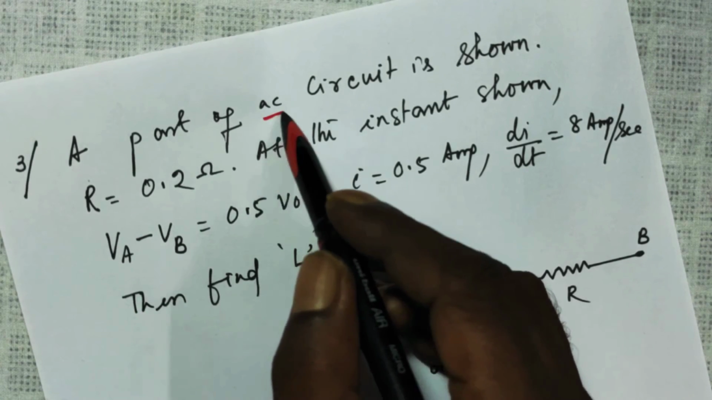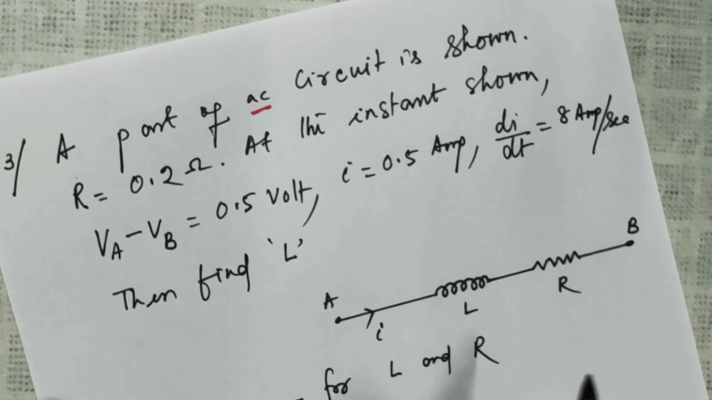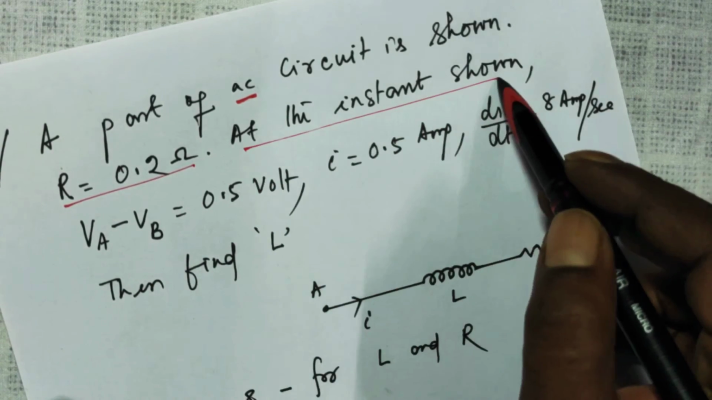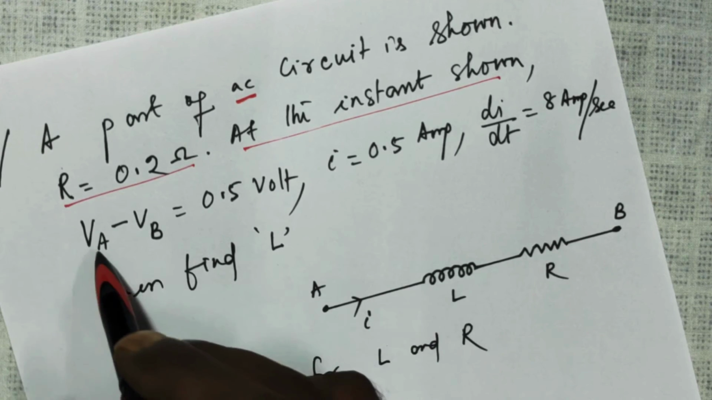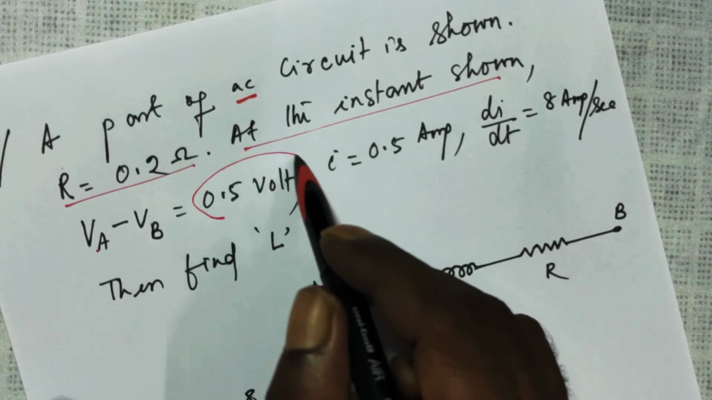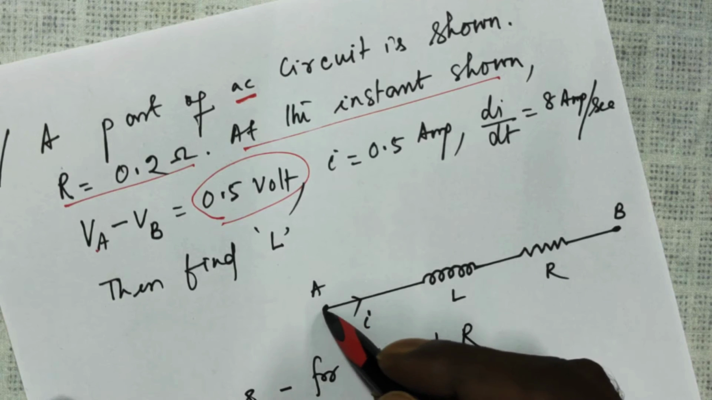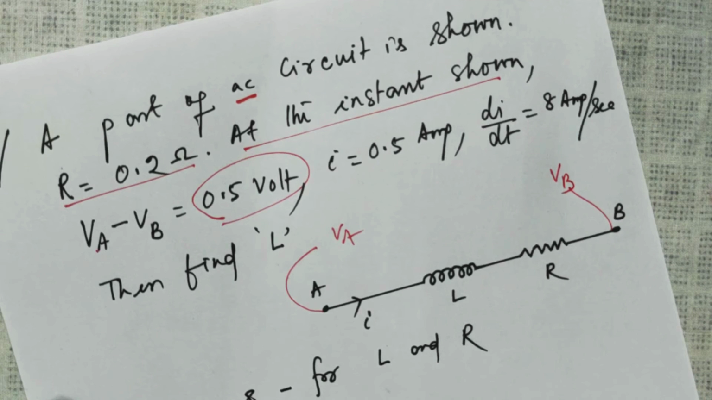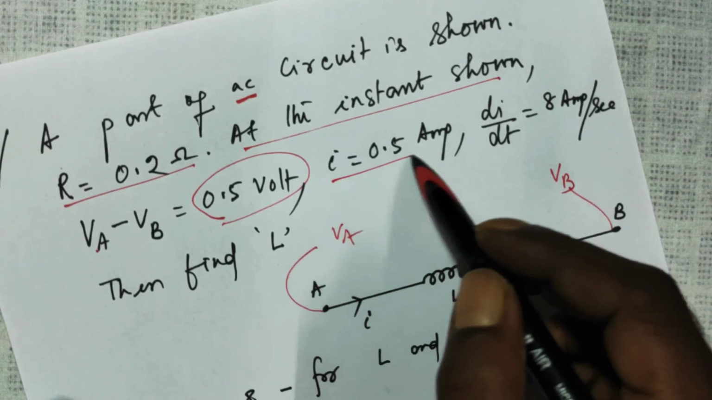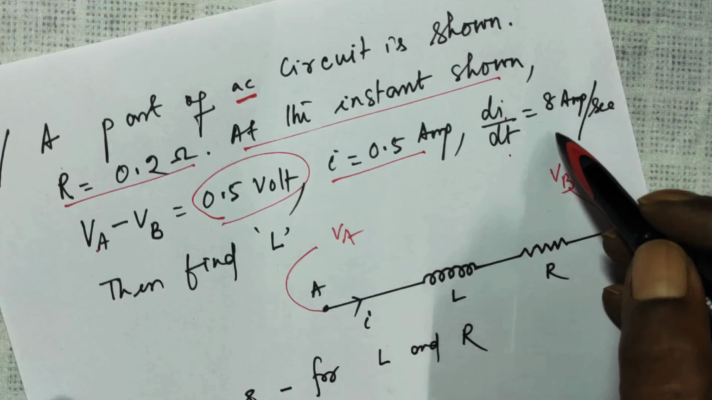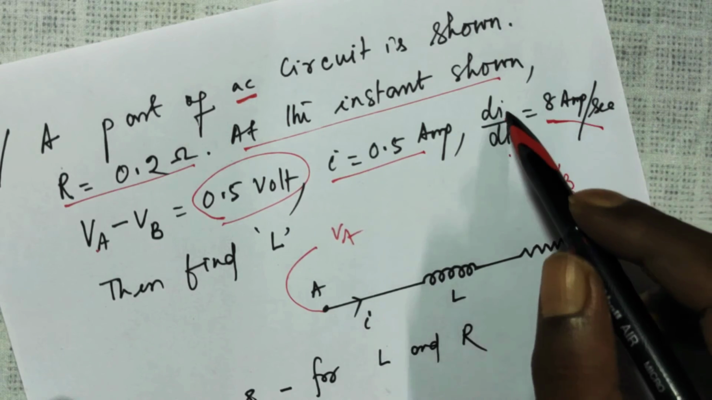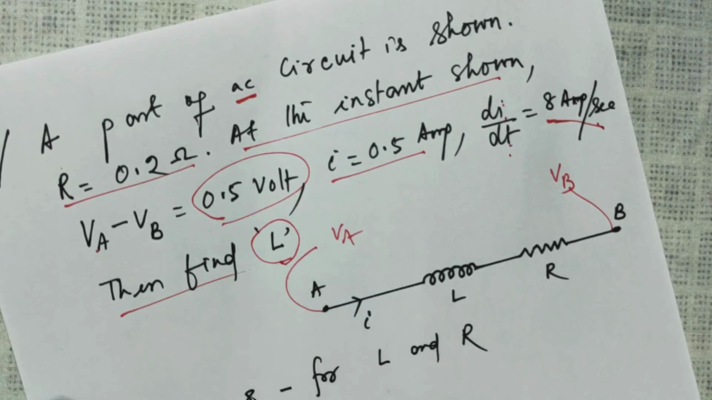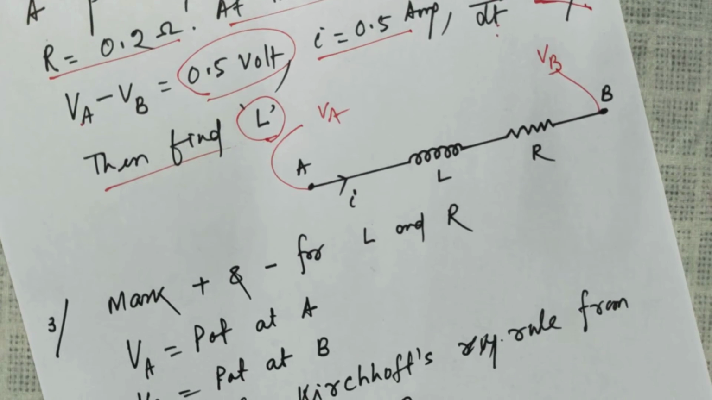A part of an AC circuit, alternating current circuit is shown here. Resistance is given as 0.2 ohm. At the instant shown here, VA minus VB is given as 0.5 volt. Let the potential here be VA, the potential here be VB. And current is given as 0.5 ampere, dI by dt is also given as 8 ampere per second, current by time, so ampere per second. Find the value of the self-inductance, find the value of L.